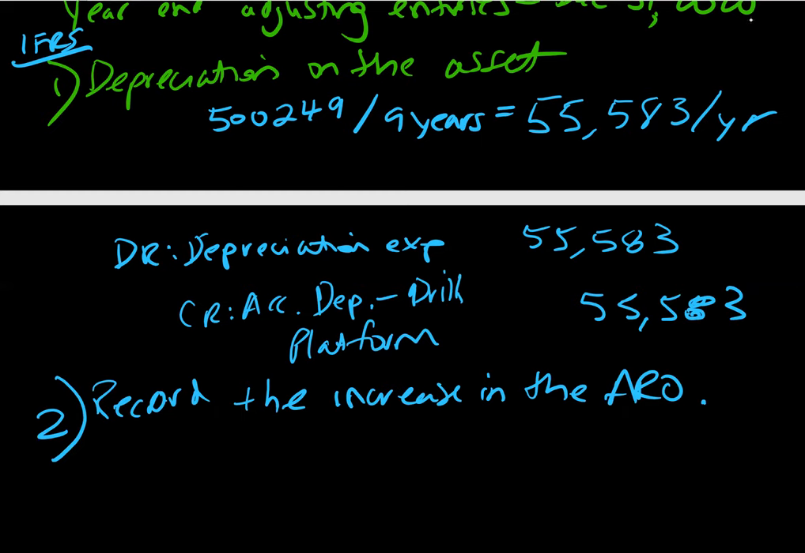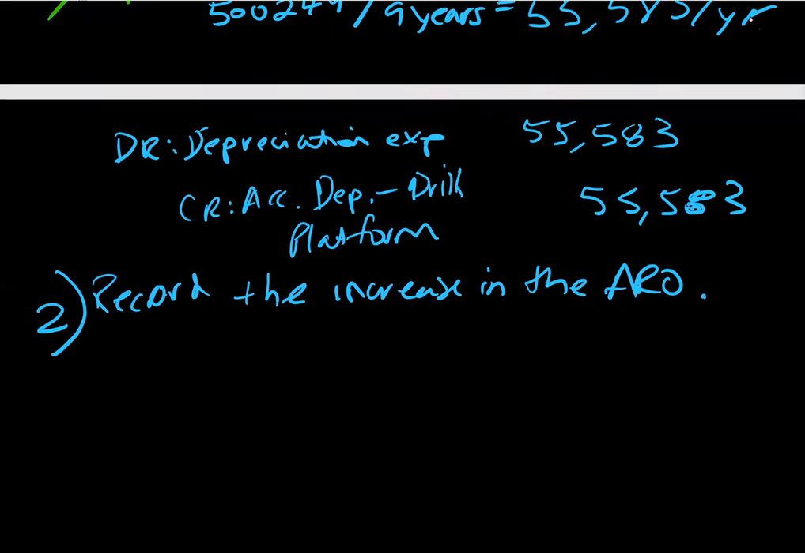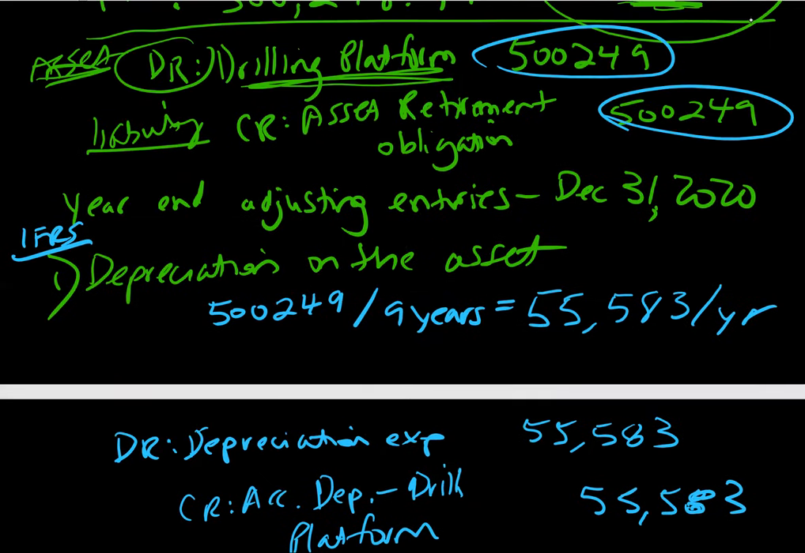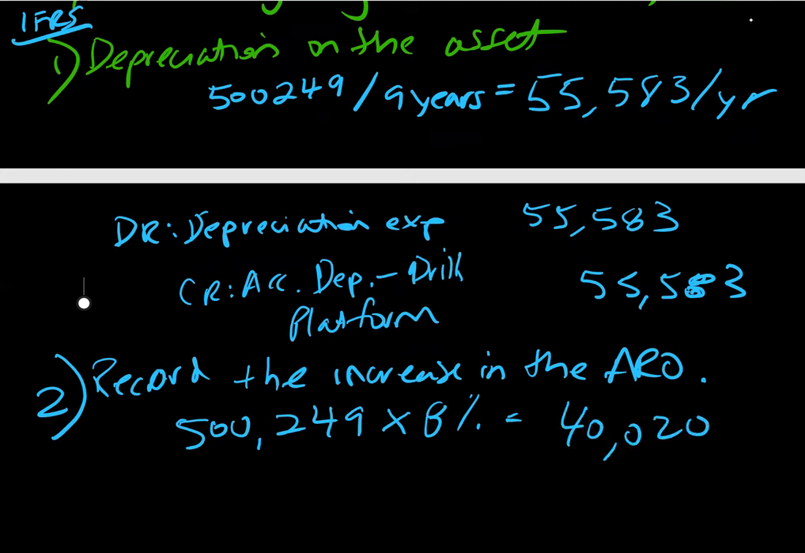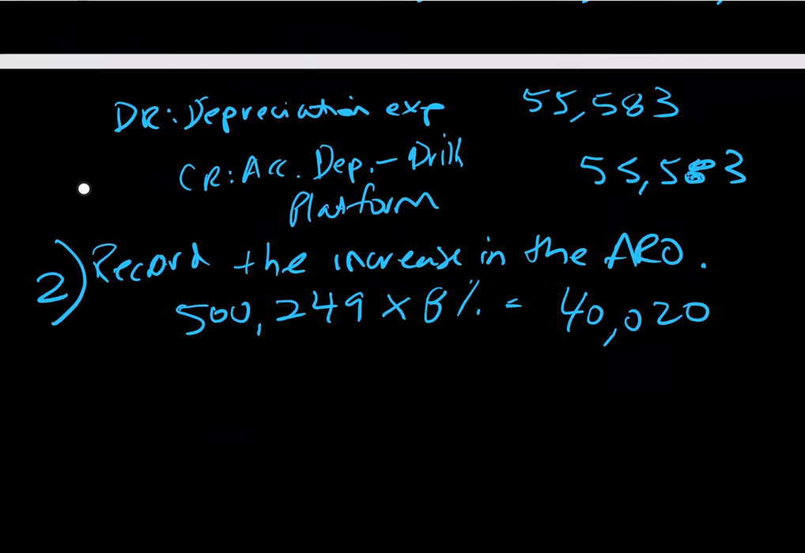So the way that we figure out what the increase is in the ARO is we take the present value of the cash flows, which we have right here. Remember, we calculated it as 500,249. So we're going to have 500,249 times the discount rate, which was 8%, right? That was our I. So that is going to give us an interest expense of $40,020.